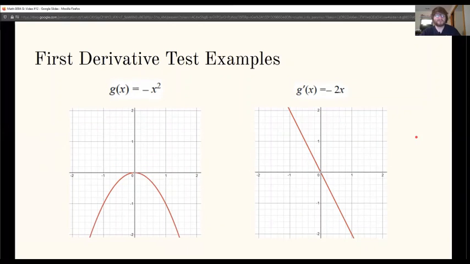And conversely, we have g of x is equal to negative x squared. Same thing, but now we're just kind of upside down. And at 0, we have a maximum rather than a minimum. And so looking at the derivative, g prime of x is negative 2x. We're shifting from positive before 0 to negative after 0. So positive to negative means that we have some sort of maximum. Okay?